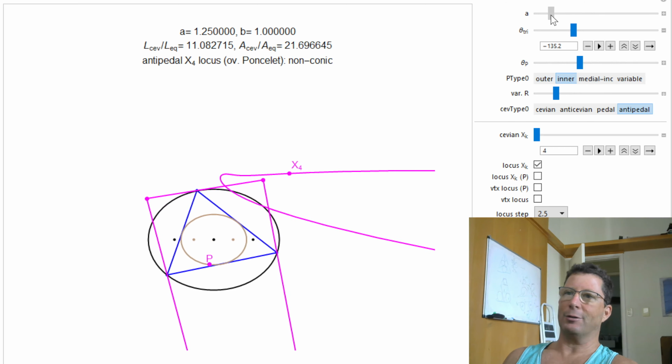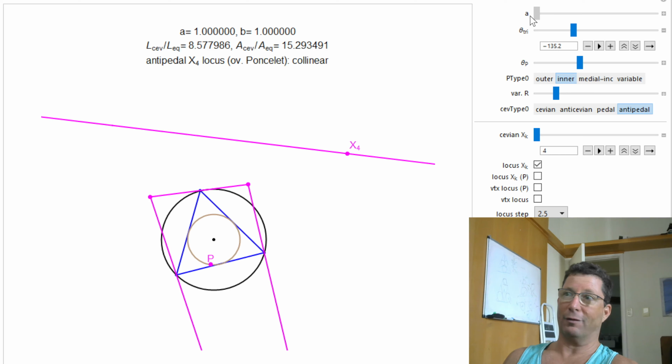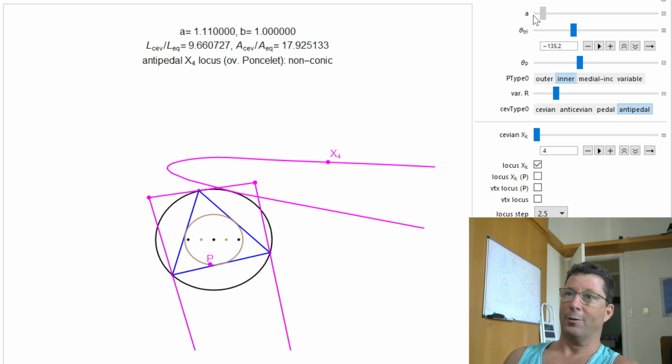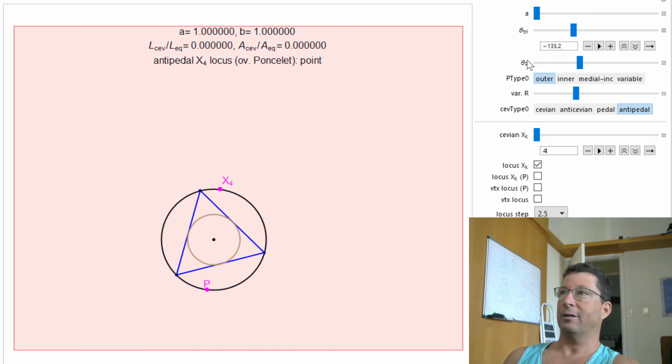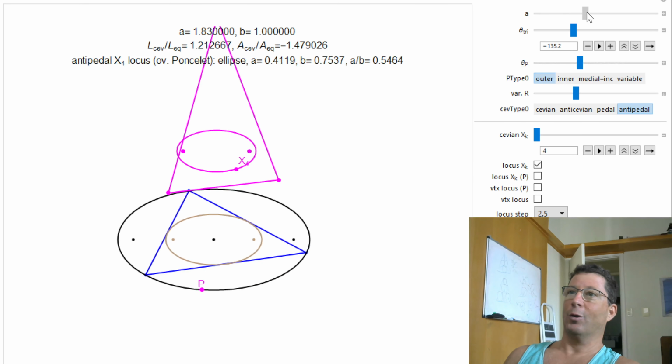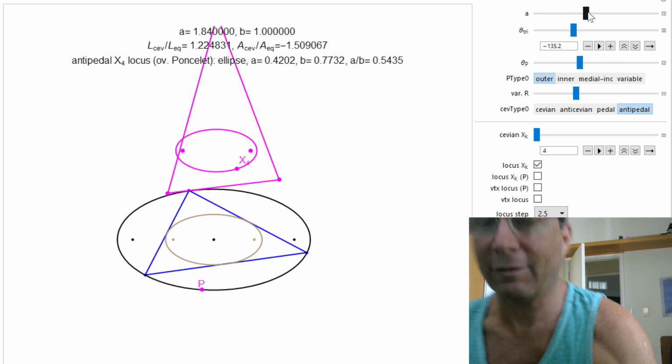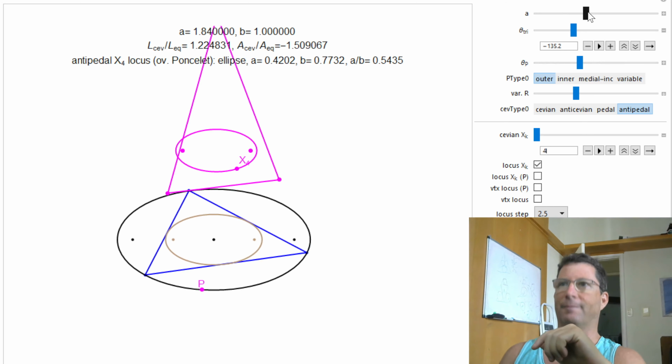So this is an interesting thing. If P is on the incircle, as we saw before, X4 is a straight line provided there's no affine transformation. Now if there's an affine transformation, then the locus of X4 is an ellipse provided P is on the outer Steiner. Cool.